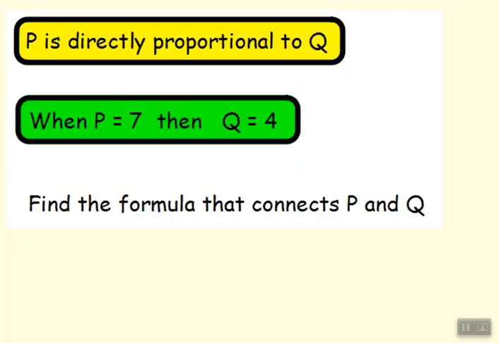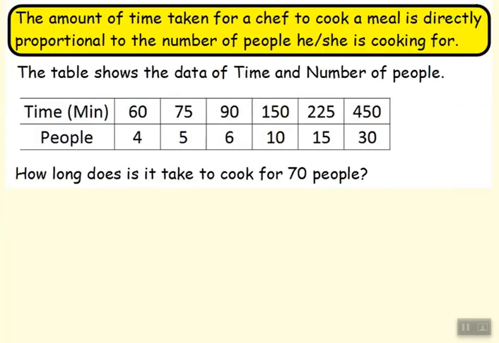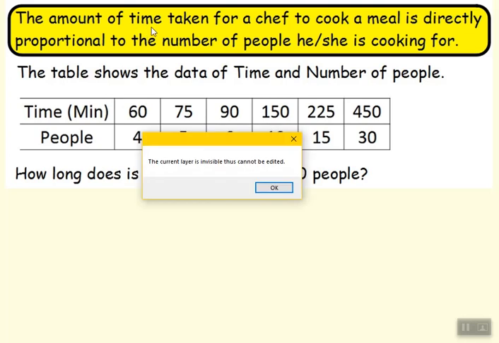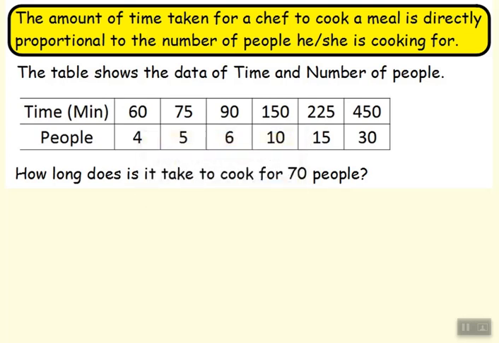Well, let's just do one more. Let's do an example that's a bit more realistic, because this is a made up example. In this question, we're told the time taken to cook a meal is directly proportional to the number of people you are cooking for.